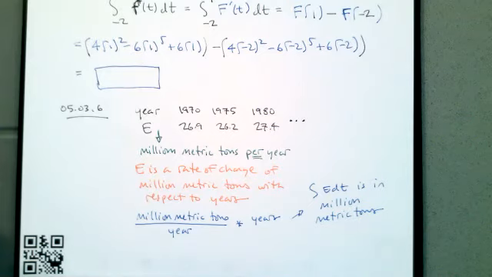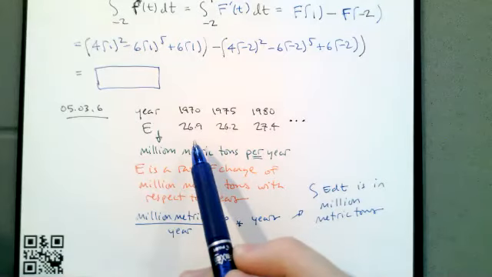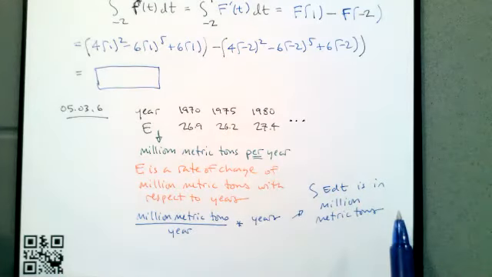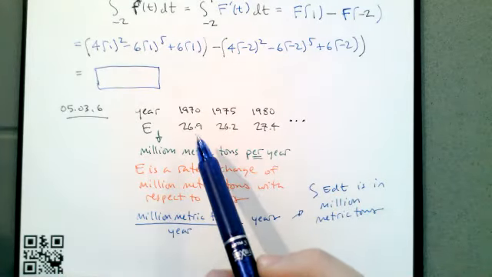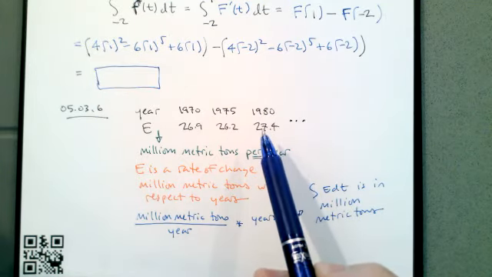So the next one says to estimate the integral using the average of the left and right hand sums and round to one decimal place. So here we're just going to do a left and right thing. I was concerned because the function is not monotone, it doesn't always increase or always decrease. So it goes from 26.9, drops down to 26.2, then jumps up to 27.4.